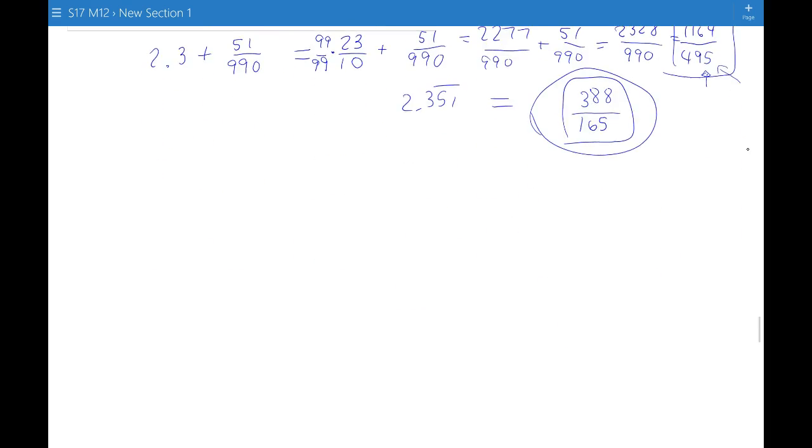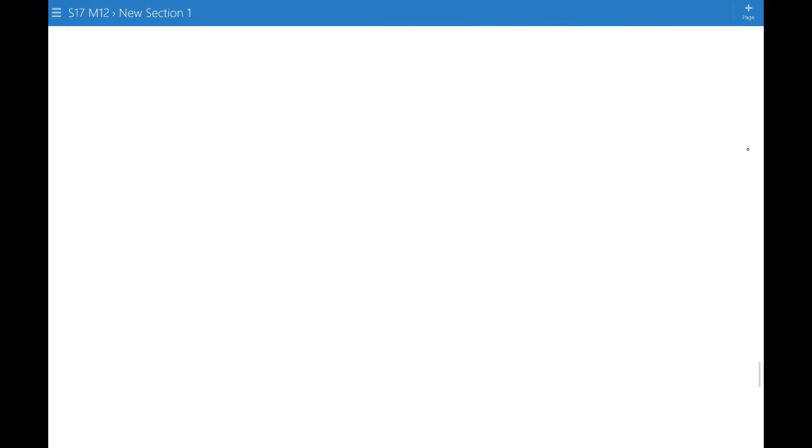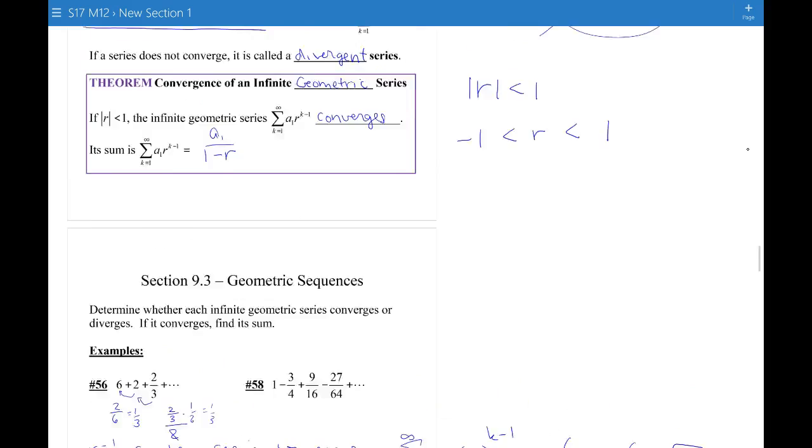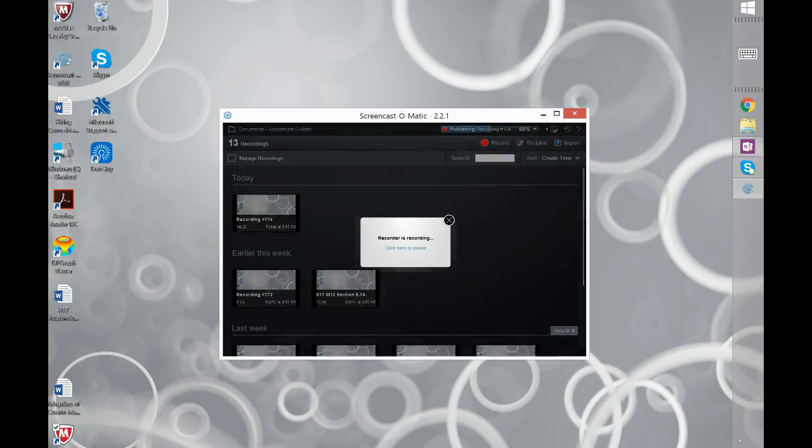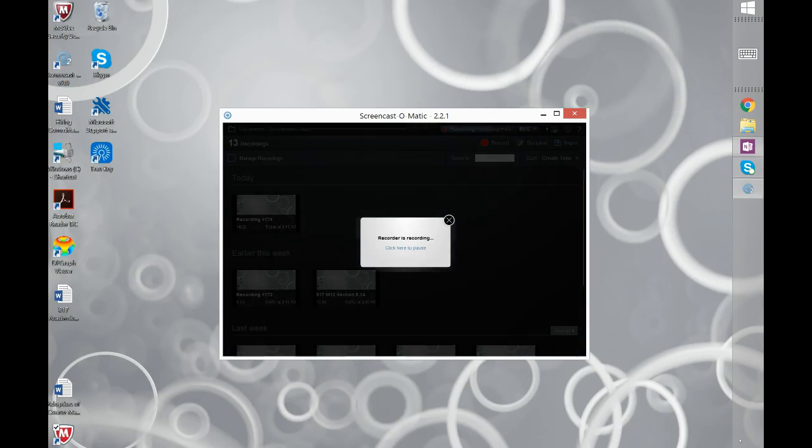So that's it. There are word problems that go with geometric sequences, but we're just kind of out of time. So we're going to call it a class. It's been great.